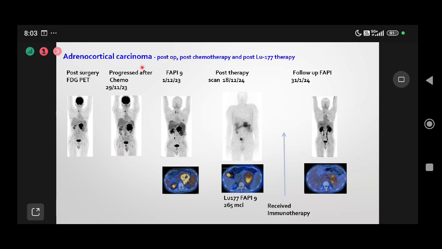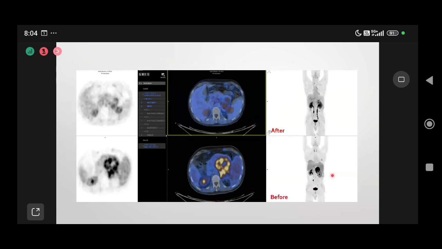This was a case of adrenocortical carcinoma, post-chemo, with the post-surgery FDG PET CT scan, which was progressing after chemo. Then the FAPI therapy was given, followed by immunotherapy. Prior to the FAPI therapy, the disease was like this, and there was a very good response post-FAPI therapy, followed by immunotherapy.